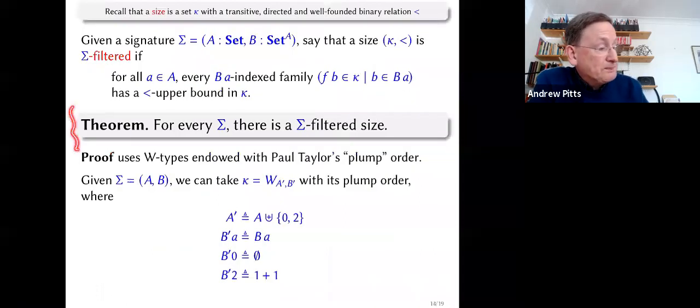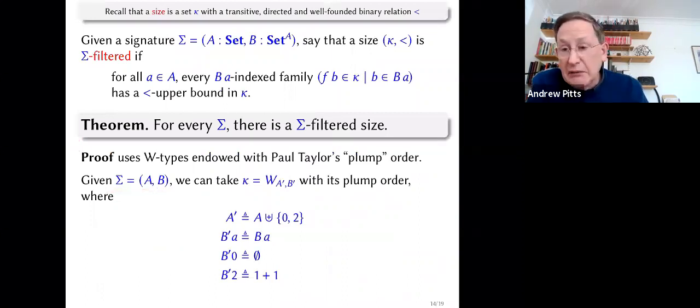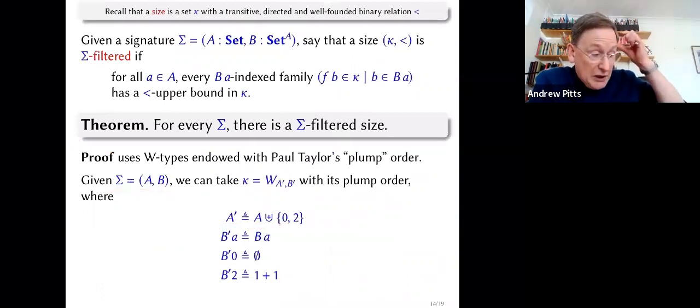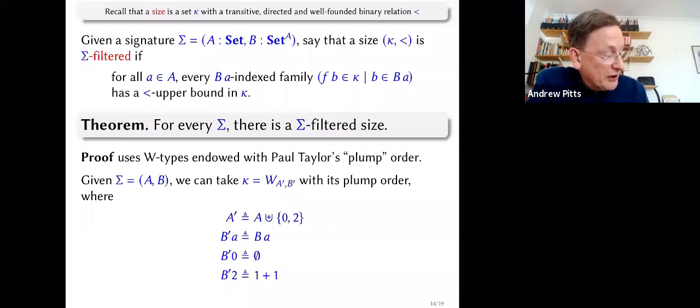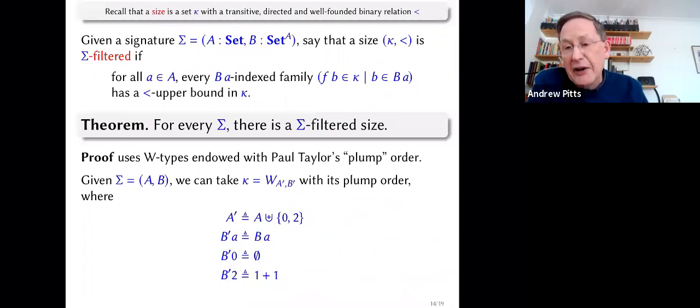So to prove this theorem, if you give me a signature, I won't take the W type on that signature. I'll just add a little bit to it to ensure I've got directedness. So I'll take the operators to be the operators I had before, plus an operator of arity 0 and an operator of arity 2. The arity B prime of something I had before is what it was before, the arity of 0 is the empty set, and the arity of 2 is 1 plus 1. So that will give me something which is directed and has upper bounds for arity indexed families for the original signature. And so that will give me a size which is sigma filtered.